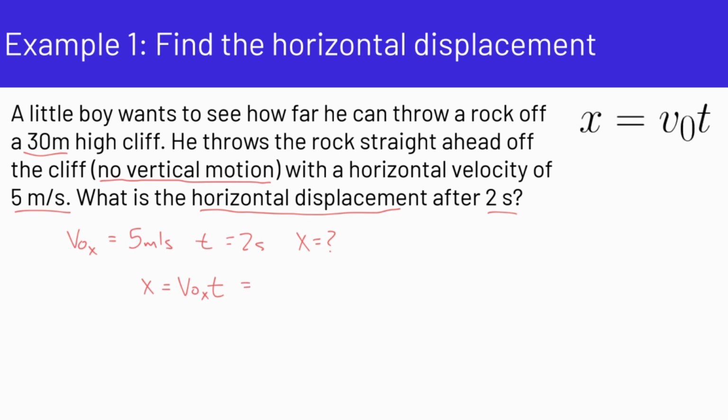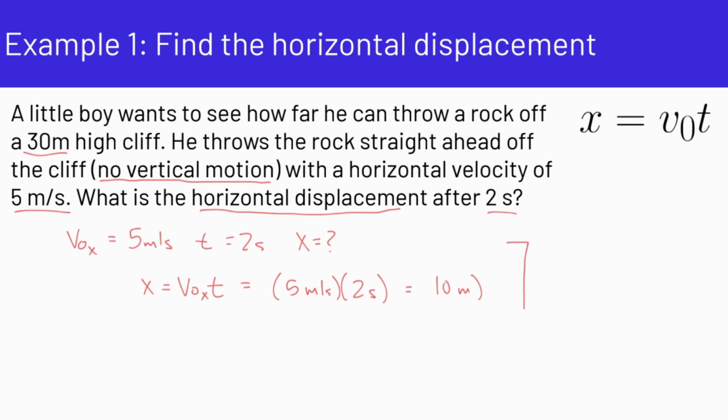So we're going to plug our information into the equation here. v naught x is 5 meters per second times our time, that's 2 seconds. So after 2 seconds traveling at 5 meters per second, our displacement is 10 meters.